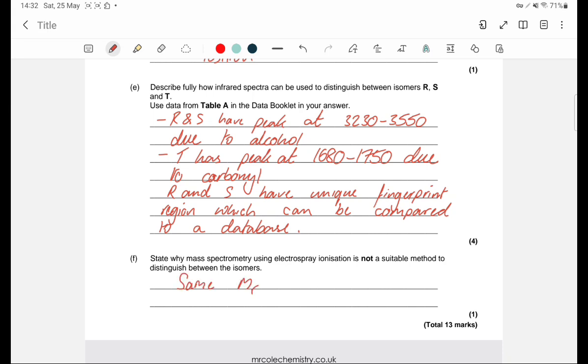Something that's interesting to note in the question is that they specified using electrospray ionization. If you use electron impact ionization, you'd end up with a bunch of fragments. The fragmentation that occurs would actually be different in the different molecules, so you can use the fragmentation to tell them apart.